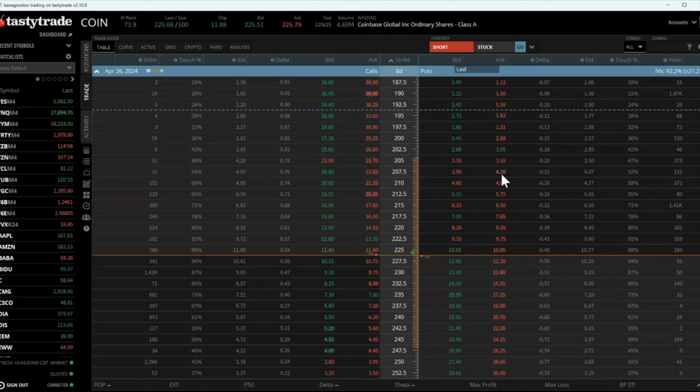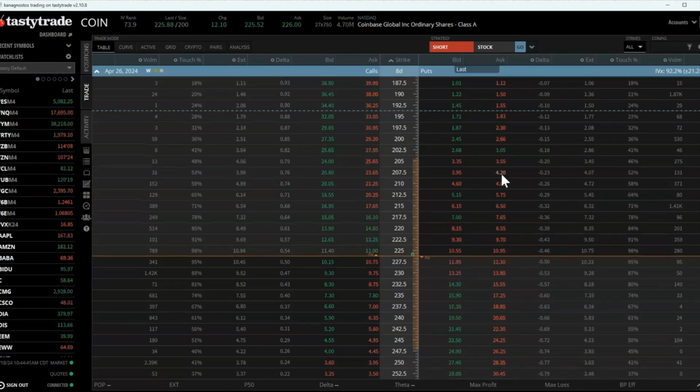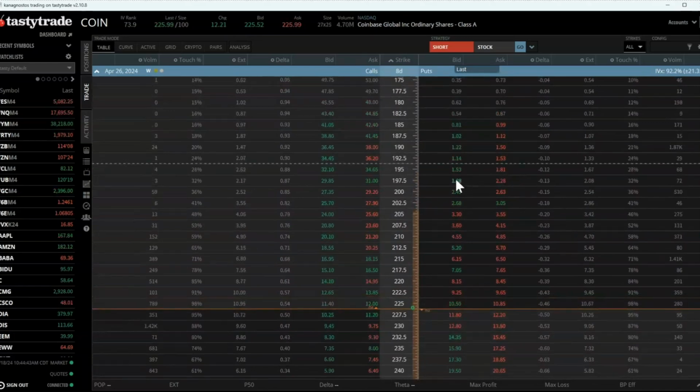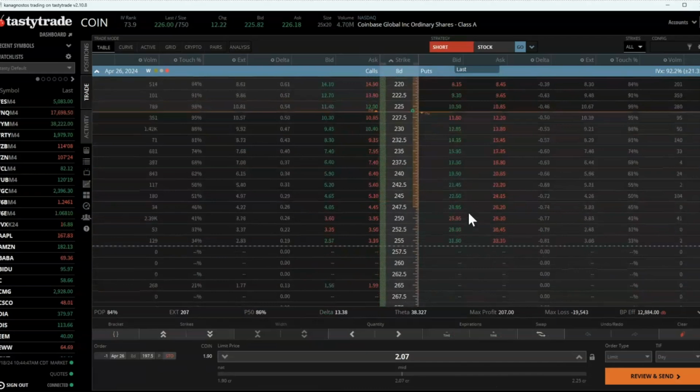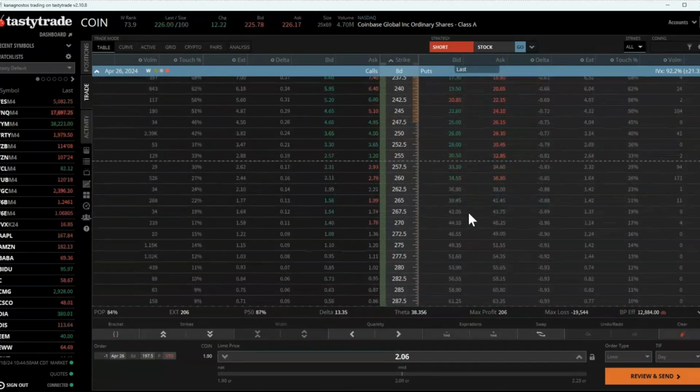Now remember that we had a 127.2% fib at 197.85. So let's sell that 197.5 put. Then on the call side, let's go and sell the 255 call, which is just above the resistance zone. Now this is a strangle and it uses almost $15,000 in capital.